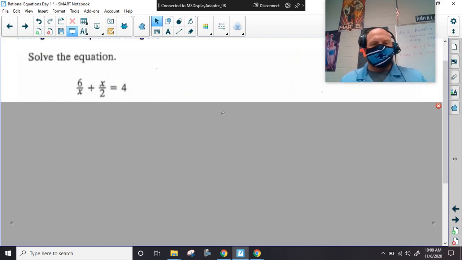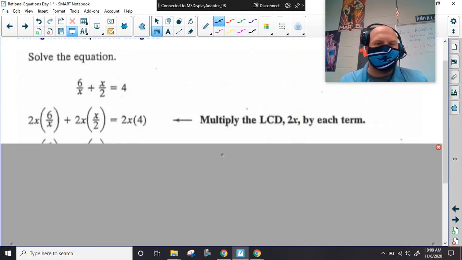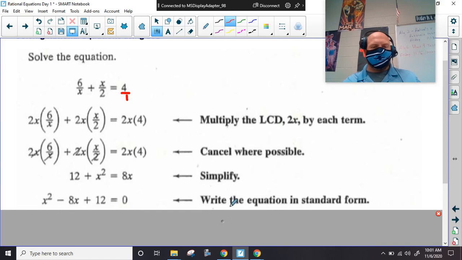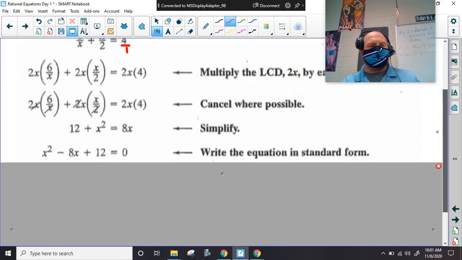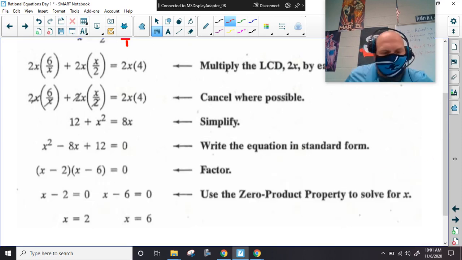So this is our equation. And the first thing you have to do, they found the least common denominator, which is 2x, and they multiplied it back through, and they canceled out, and then they ended up getting, in some instances, we'll get a quadratic or we'll get something like we had today, and we have to solve, end up solving for x.